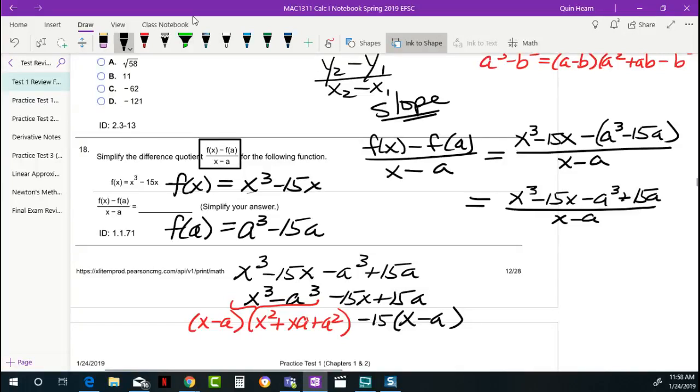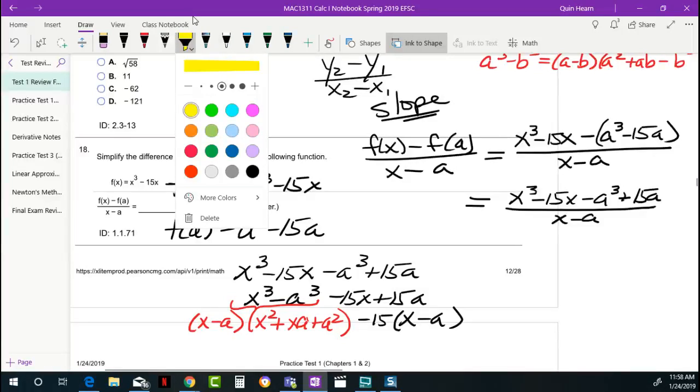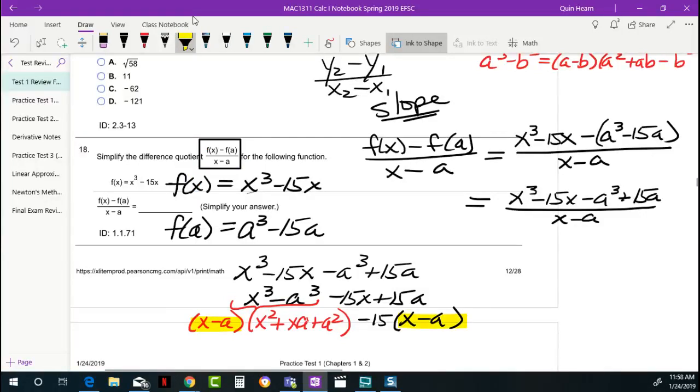So now these two terms have an x minus a in common, right? These are two big terms that are separated by this minus. We can factor the x minus a out front. And that's going to leave behind the x squared plus xa plus a squared. Let's fix that. x squared plus xa plus a squared. And then the minus 15.